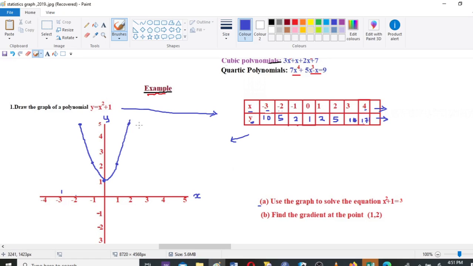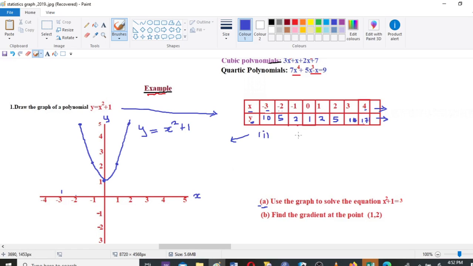Okay, so this graph is for the polynomial y is equal to x squared plus 1. So these coordinates are connected by this equation. Now let's look at question A here. We've been told to use the graph to solve the equation x squared plus 1 is equal to 3. So how do we do that? Let us do it from here.